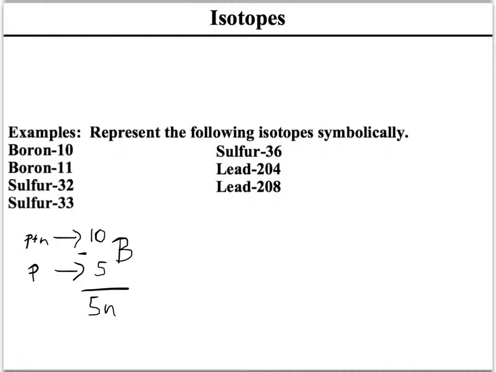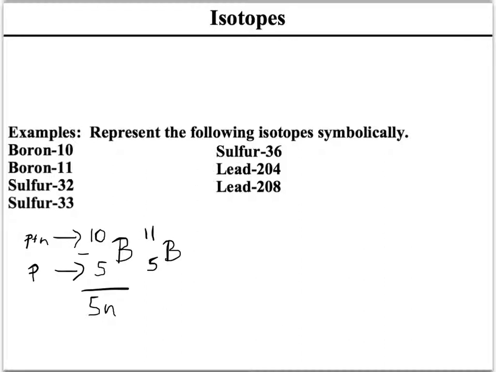Okay, boron-11. We want to think about what's going to change from the symbol here. We still have boron. It's still that same element. And if we know it's boron, then we know that it definitely has 5 protons. So the only thing that's going to change is the number up top. So boron-11, its symbol would look like this.